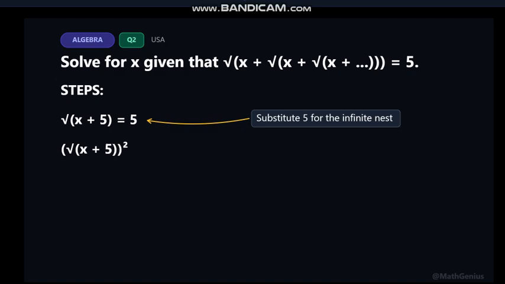Square root of (x plus 5), squared, equals 5 squared. Square both sides. The square root and the square cancel out beautifully. x plus 5 equals 25.